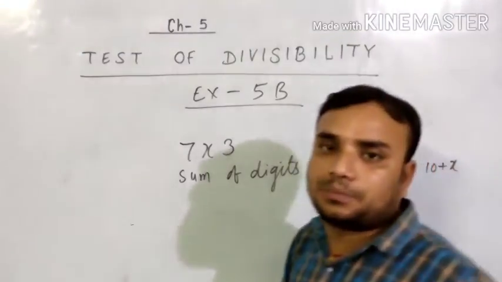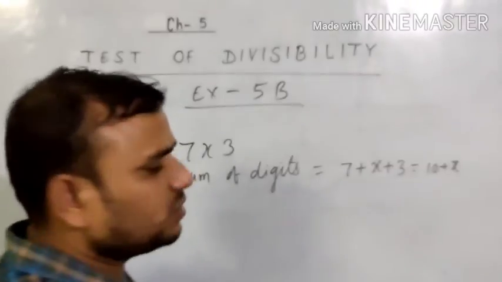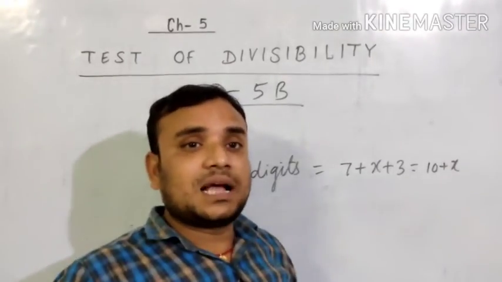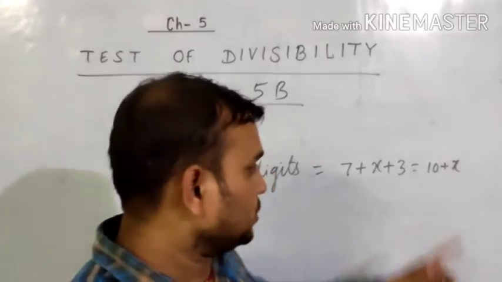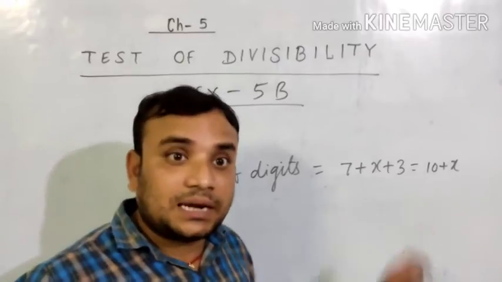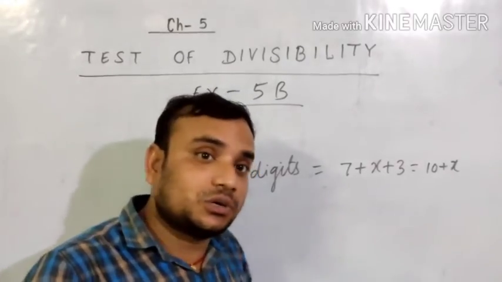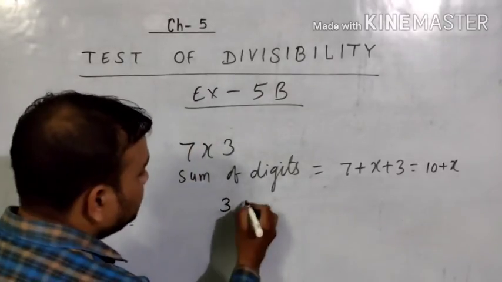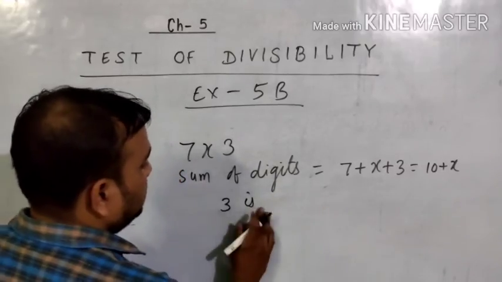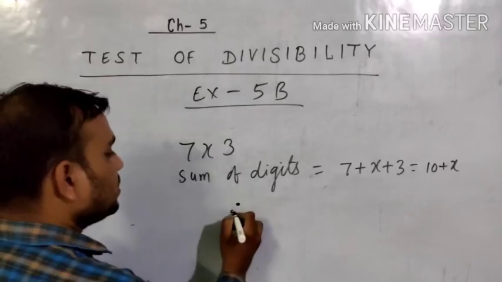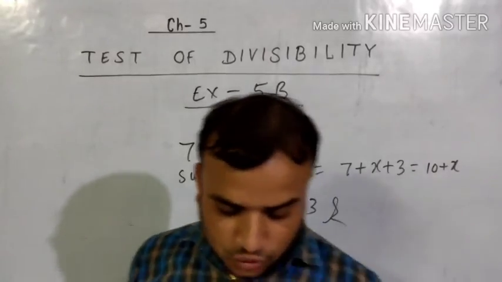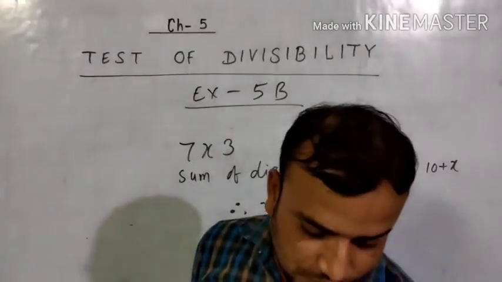What is the minimum possible value of x for which this is divisible by 3? 1? No guys, because 10 plus 1 is 11 and 11 is not divisible by 3. So we put 2. Yes, 10 plus 2 is 12 and 12 is divisible by 3. So dear guys, 2 is the right answer, and that means x equal to 2 is possible. As it is, you solve all the questions of exercise 5B.